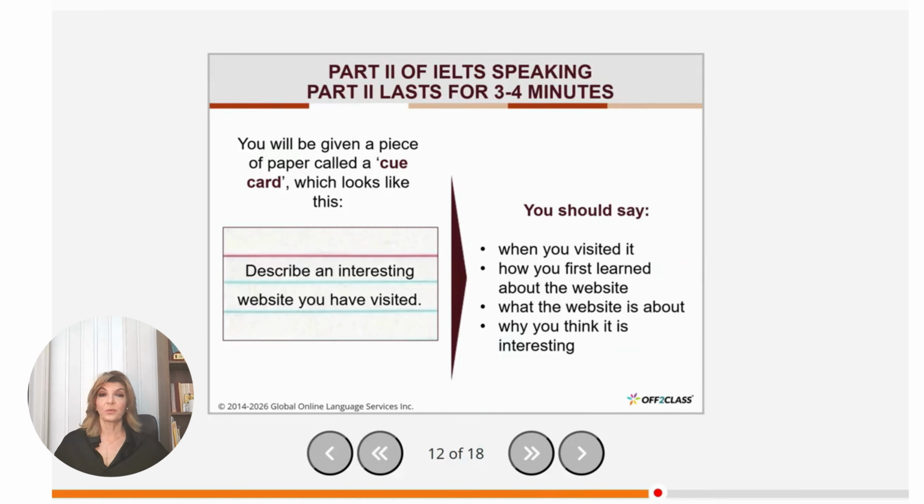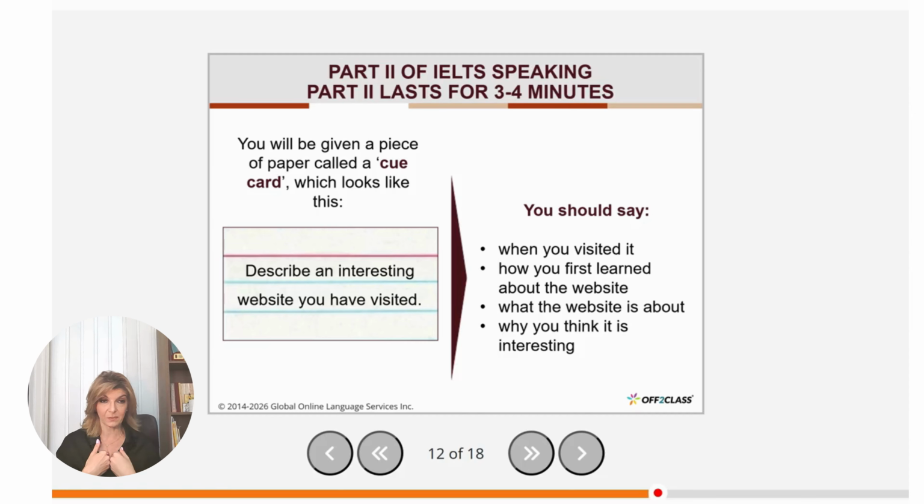Here, you get 1 minute, and you want to write down notes on a piece of paper about what you're going to say. Not sentences, just very, very quick notes, like 1 or 2 words, so that you have a nice flow and you're not thinking about what to say, but it's a nice, fluid conversation. You will need to speak for 1 to 2 minutes.